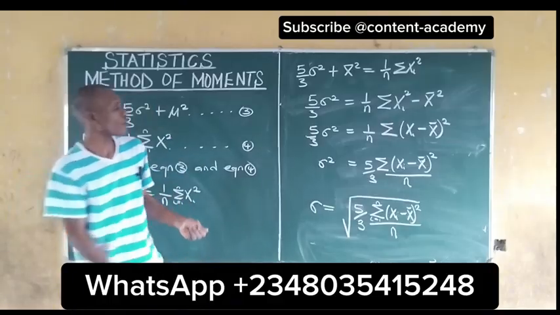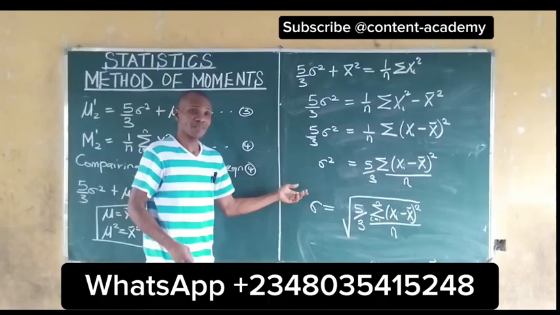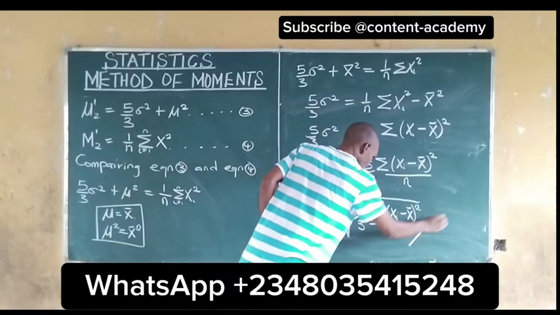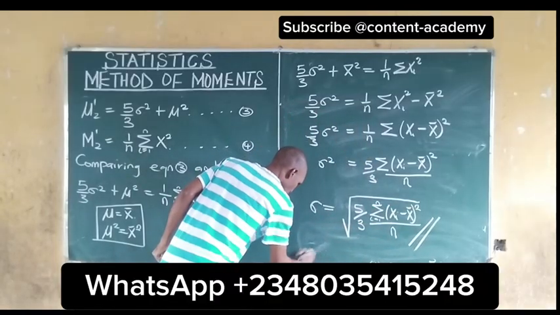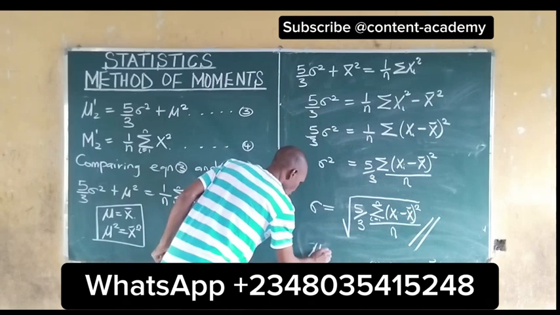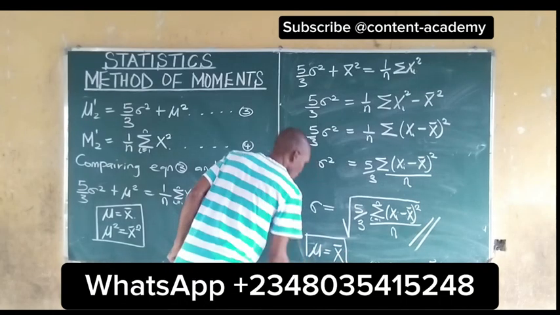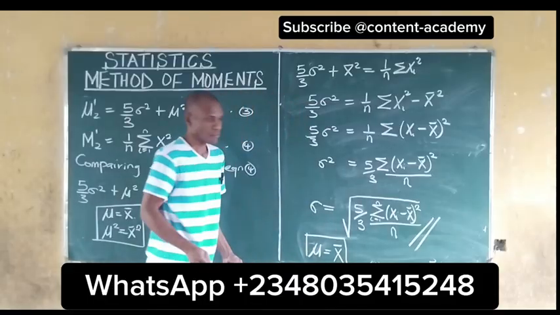And this is how we can compute the method of moment estimation for the mean and the variance. Of course, this is the variance, and we got our mean to be, if we can recall, this for the first moment and this for the second moment.